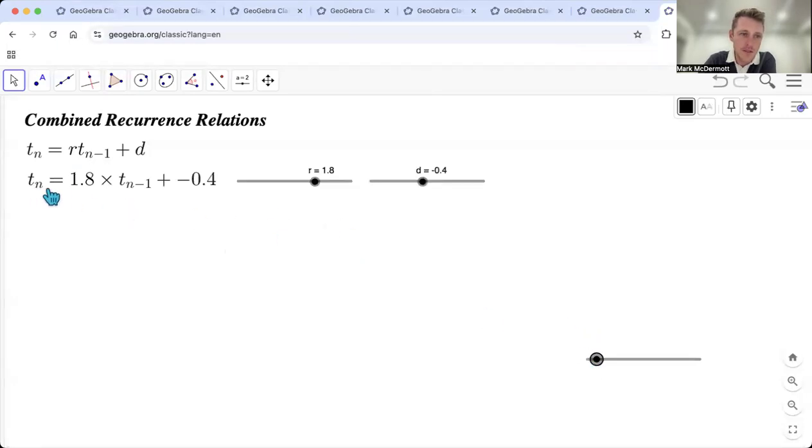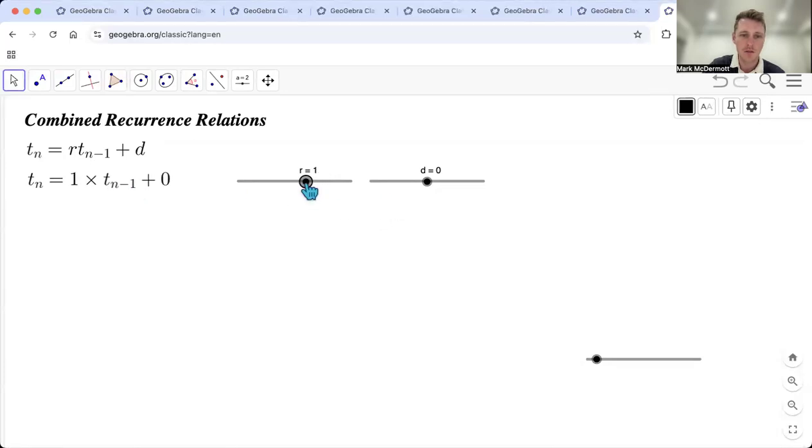So let's just look at an example to sort of break things down for now. Here we have the recurrence relation. And R at the moment is 1.8, but we can change that. And D, if we put D to 0. Okay, what you'll notice is if R is 2 and D is 0, then we just have a geometric sequence here, or geometric recursion relation.